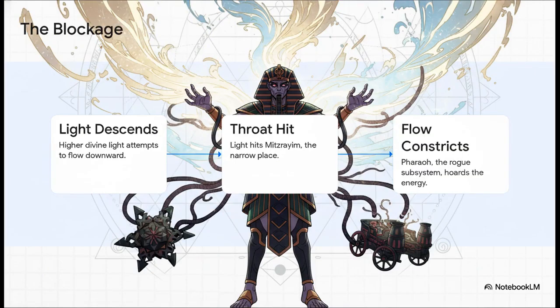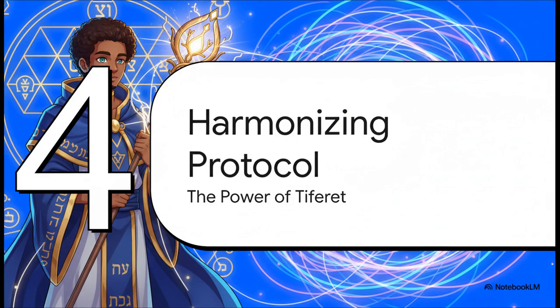This perfectly maps the problem we are looking at. The divine energy descends, but it's bottlenecked by a rogue, unregulated node demanding complete dominion. Pharaoh, sitting there at the throat, acts as an autonomous block, basically hoarding the flow of light to feed his own left-side chariot structures.